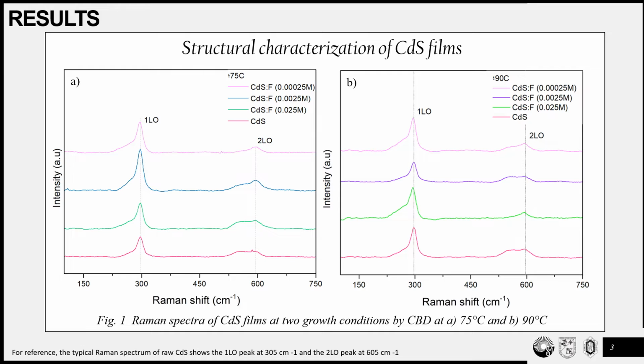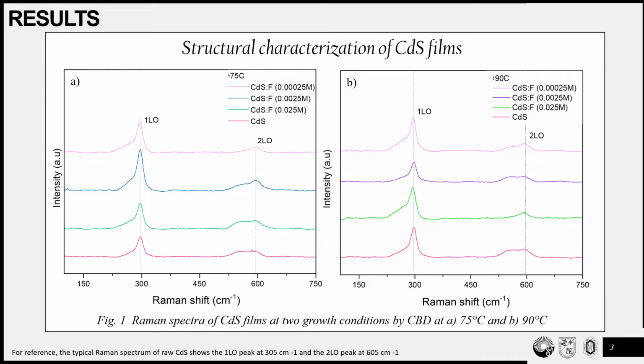Results. In Figure 1, the structural characterization of the CdS film is shown, carried out by Raman spectroscopy. The Raman shift indicates the presence of the first two longitudinal modes corresponding to CdS. We observe that the samples are slightly shifted towards a lower frequency compared to a raw CdS sample, due to being a thin film, and this is attributed to the effect of the surface optical phonon mode.